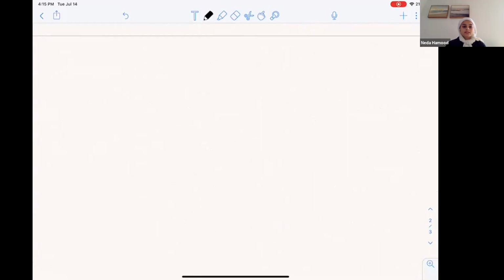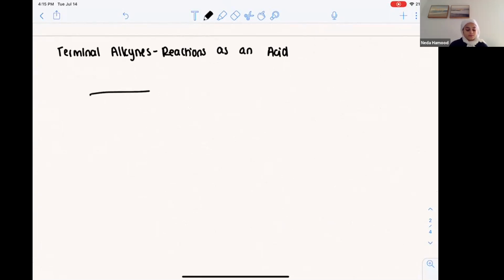This is the next thing that we're going to talk about, which is terminal alkynes reactions as an acid. So this is taking a lot of the things that you've learned since the beginning of the semester and putting them into one question. So you guys learned at the beginning of the semester that this hydrogen over here, I'm actually going to put it in a different color so you guys can really see it, this hydrogen is pretty acidic. The pKa of a terminal alkyne is 25.